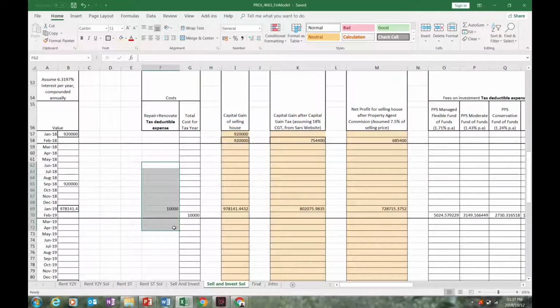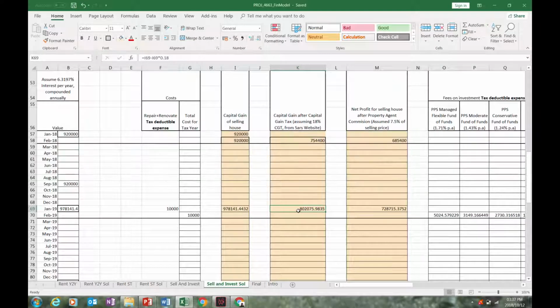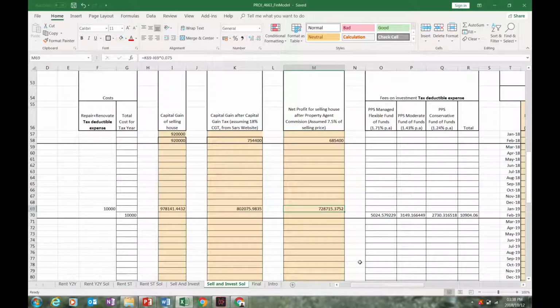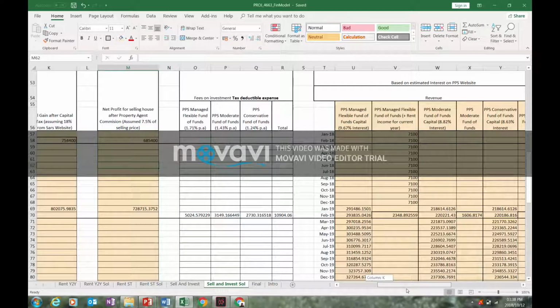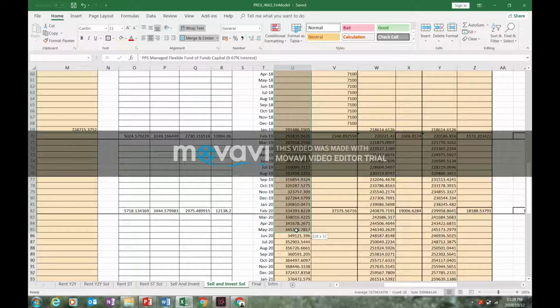If we choose to sell the house immediately, we'll still have to deduct 10,000 Rand for repairs and renovations. Then from our capital gain of selling the house, we'll need to deduct 18%, which is the current capital gain tax. We'll also need to deduct 7.5% of the selling price of the house for the property agent. Then we'll invest in 3 different funds, each of these outlined here.